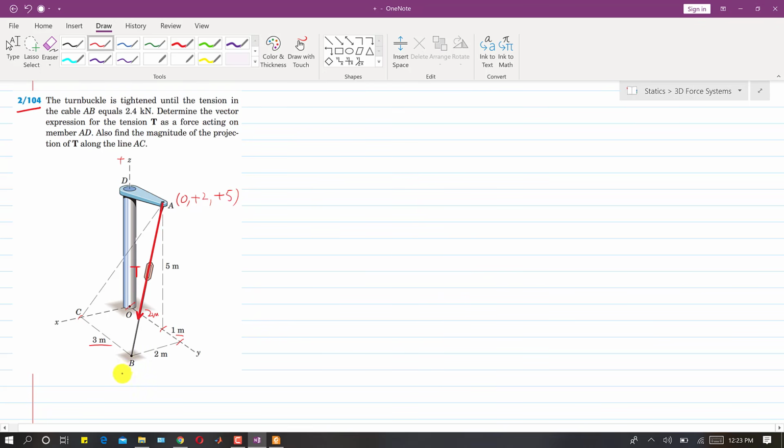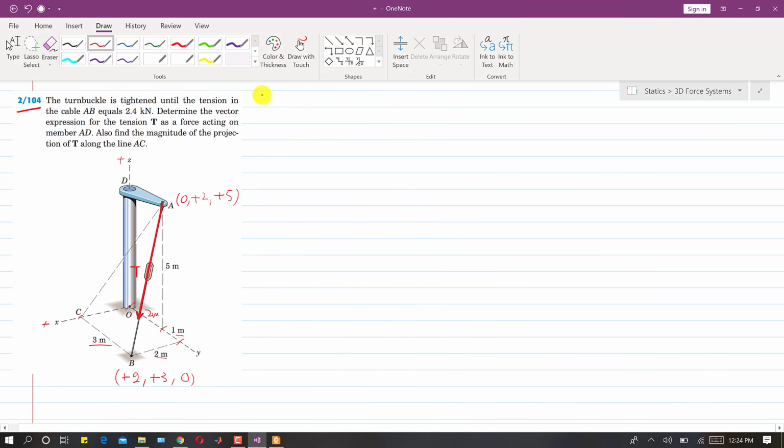Similarly, to reach this point B, what are the coordinates of this B? We will travel 2 meters along x, so it will be plus 2, along the positive x, right? Similarly, we will travel plus 3 in the plus y direction, so it will be plus 3, and this point B is in the xy plane, so there is no need to travel in the z direction, so this will be 0, right? So these are the coordinates of this point A and B, right?